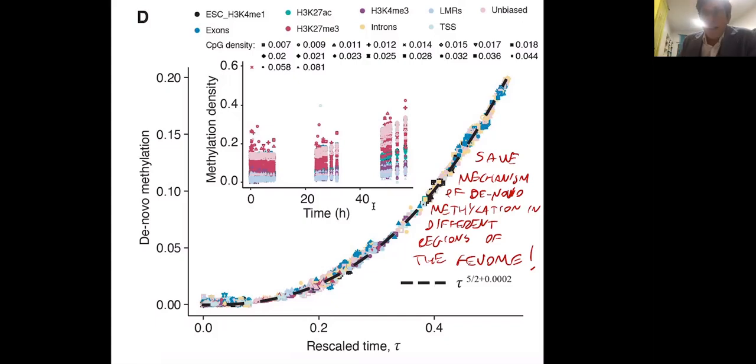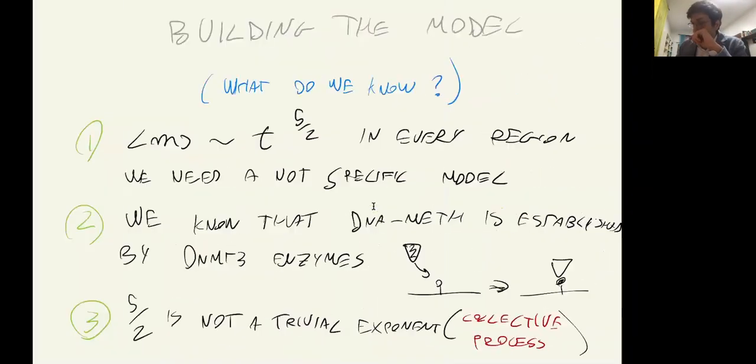So now comes the part in which we learned quite a lot. We know, at least, how the average methylation is increasing with respect to time. So we can say, let's try to build a model based on this observation.